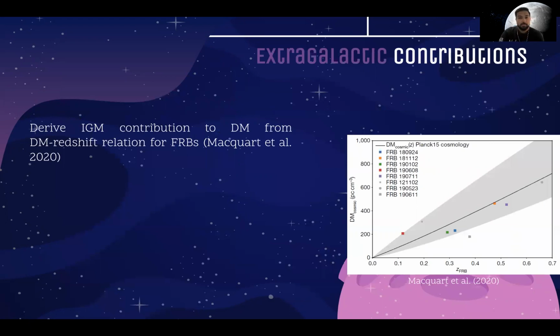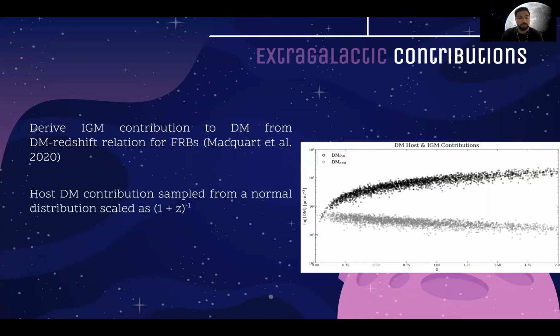Then we also have to account for extragalactic contributions, particularly to the DM, which will have a much larger extragalactic contribution than the RM. So for contributions from the IGM, we use the DM redshift relation presented in McQuinn et al. 2020, which is shown on the right here. And then for the contribution from the host galaxy of the FRB, we sample from a normal distribution that scales as 1/(1+z), where z is the redshift. So you can see this plot on the right shows in black the IGM contributions to the DM, and in gray the host galaxy contributions to the DM as a function of redshift in our simulated population.